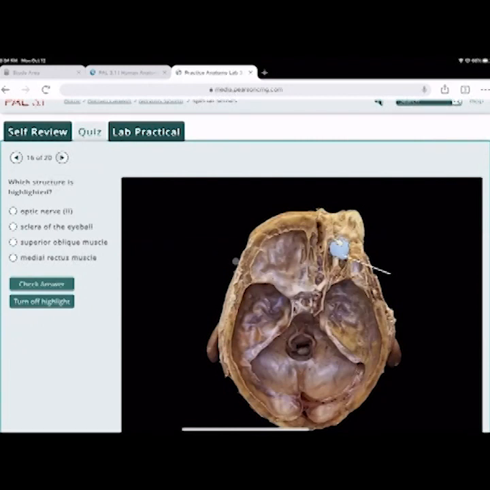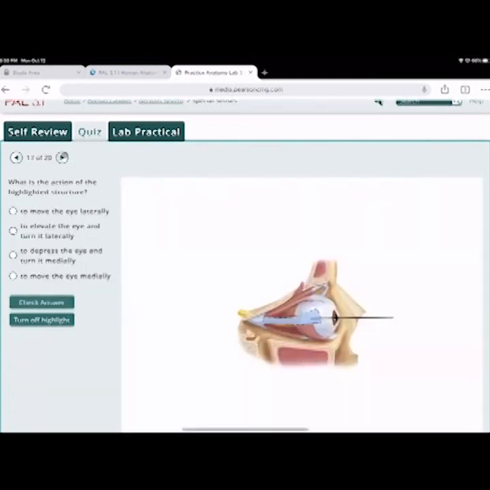Okay, and this is looks like pointing to the outside of the eye, which is what? Sclera. I don't see any nerves it's pointing to. Yep, the sclera of the eyeball. What is the action of the highlighted structure? This is the lateral rectus muscle, so it moves the eye which way? Laterally. It moves the eye laterally. That's what I would say. Yep.